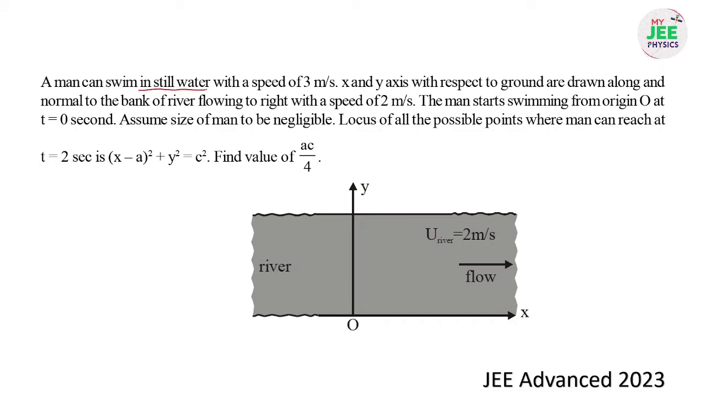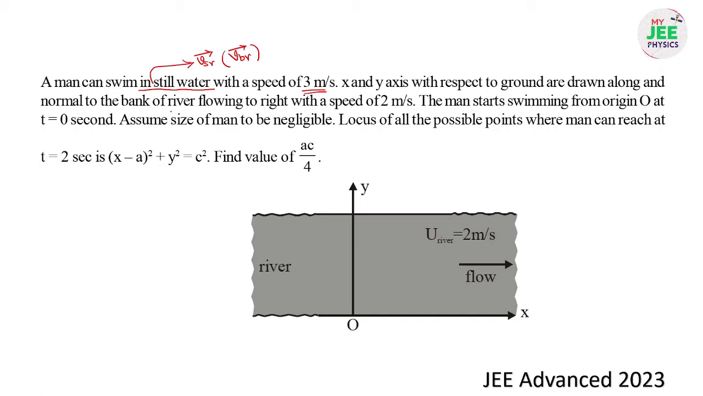In most relative velocity riverboat questions, they will give you the velocity in still water. This means the velocity of the swimmer with respect to the river. In the case of a boat, it is the velocity of the boat with respect to the river. As it is with respect to the river, the river is at rest. That's why they have given it in still water. And what is the speed given? 3 meters per second.